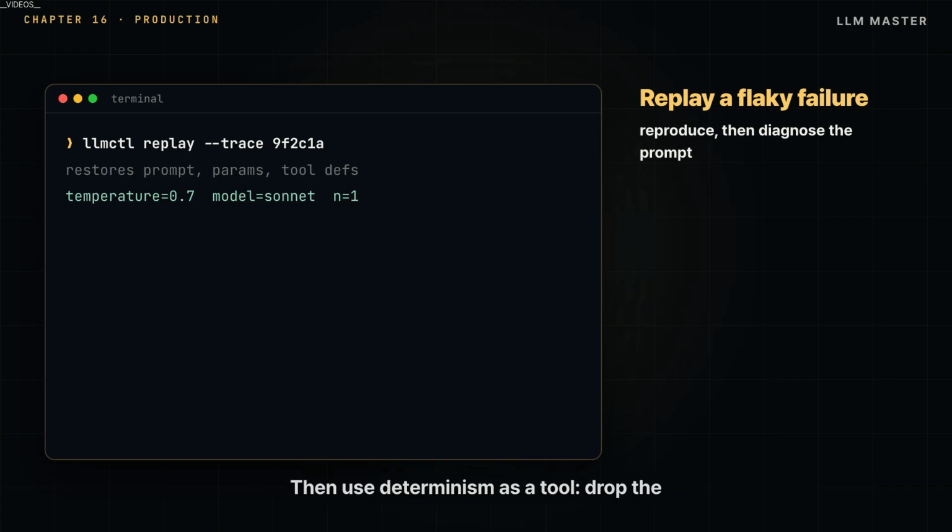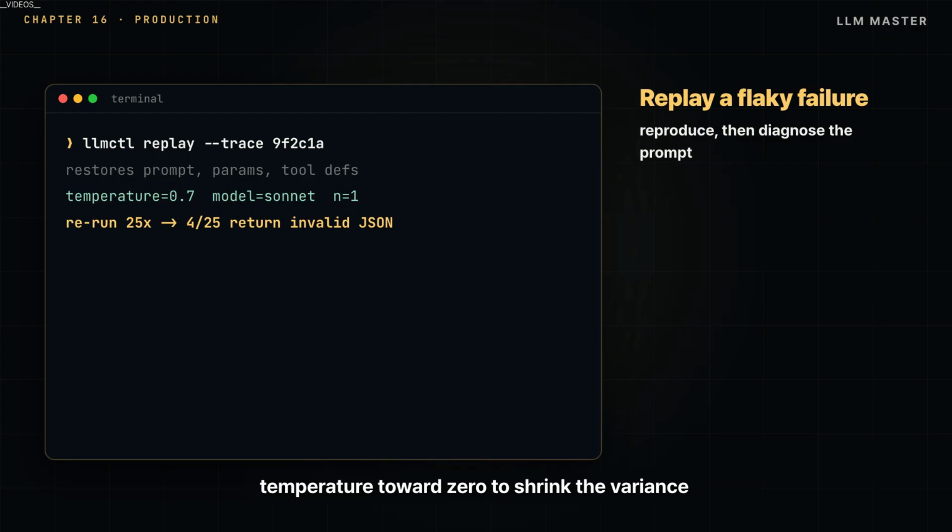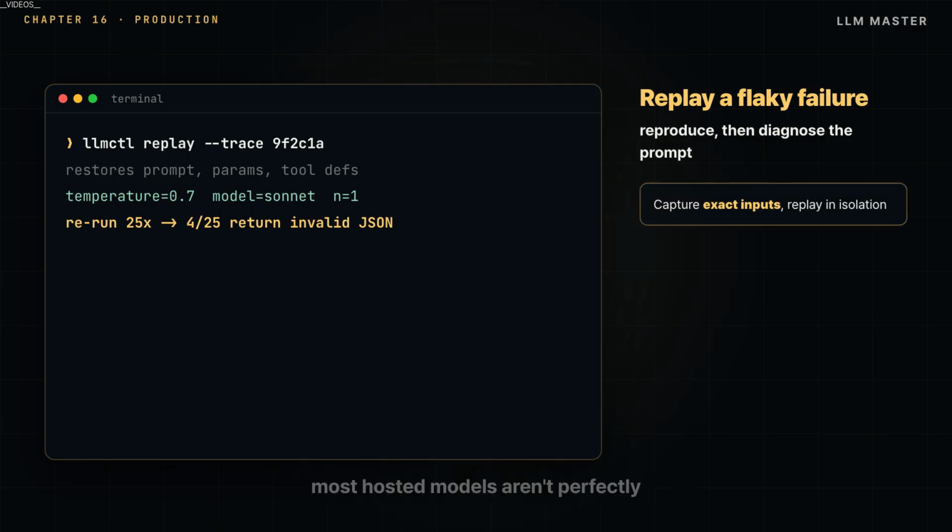Then use determinism as a tool. Drop the temperature toward 0 to shrink the variance. But here's the honest part. Even at temperature 0, most hosted models aren't perfectly deterministic, so you may still see the odd flake. That's a clue, not a dead end.